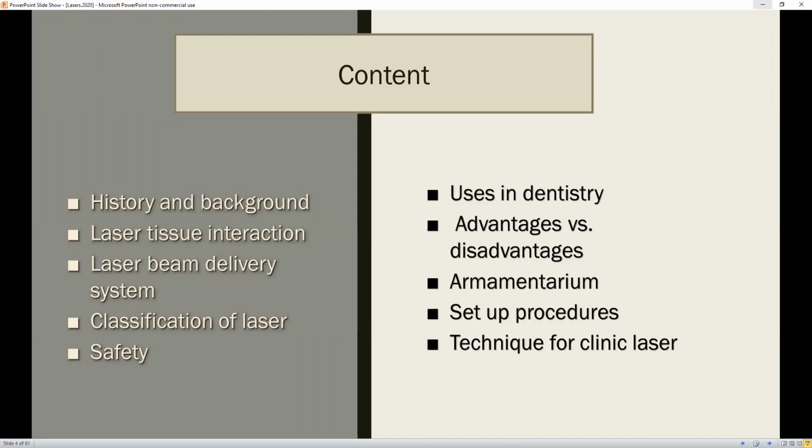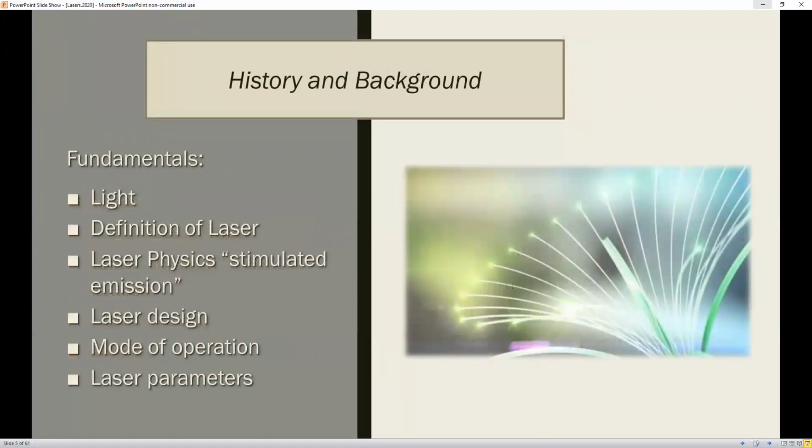So we're going to go over the history and the laser tissue interaction, laser beam delivery system, and classification of lasers, as well as the safety. We're going to look at the uses of the lasers in dentistry, some of the advantages and disadvantages. What's the armamentarium? How do you set things up? And the technique for clinical laser use as well. So let's start out with the fundamentals of lasers. Each of the topics are going to have subheadings, and with the fundamentals, I will review in detail the light, the definition of what a laser is, and we'll go into stimulated emission and the design mode of operation, as well as the laser parameters.